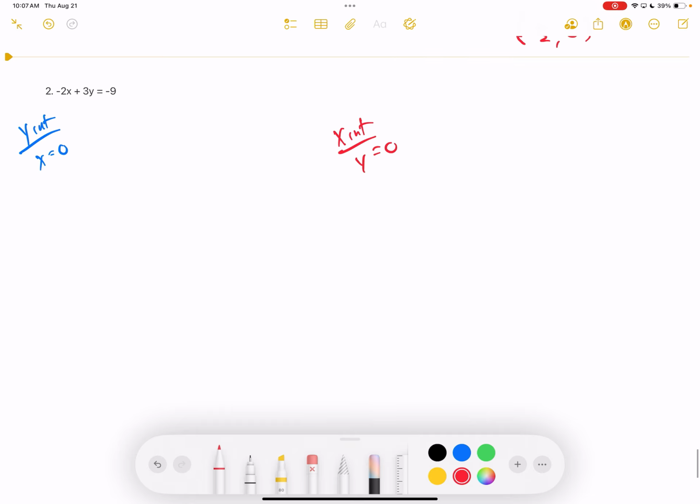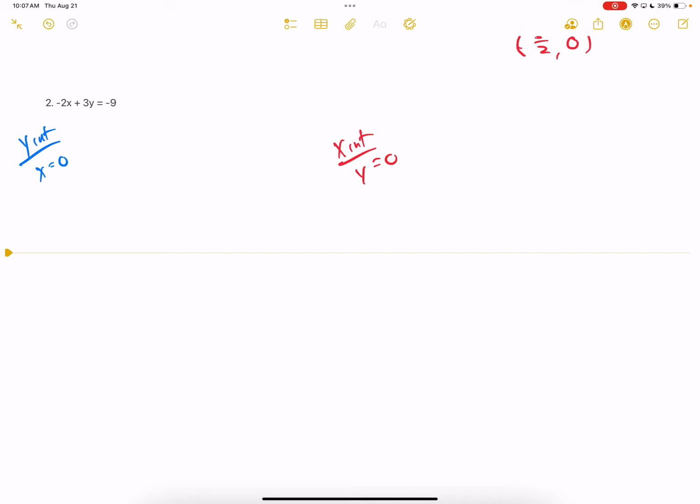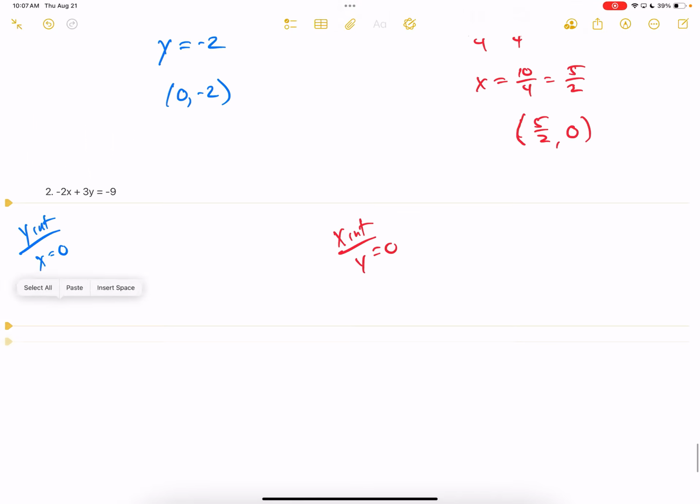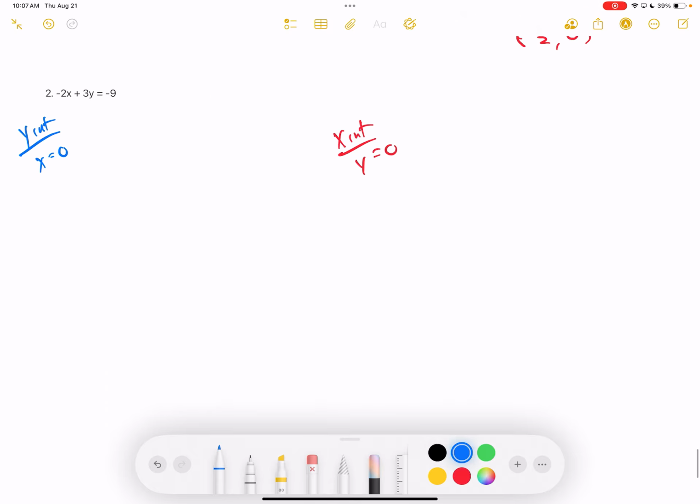And then the last problem is very similar. It's just got some more negatives in it. So negative 2x plus 3y equals negative 9. To find the y-intercept, I want to make x be 0. So negative 2 times 0 goes away, so we can just divide by 3. So y equals negative 3.